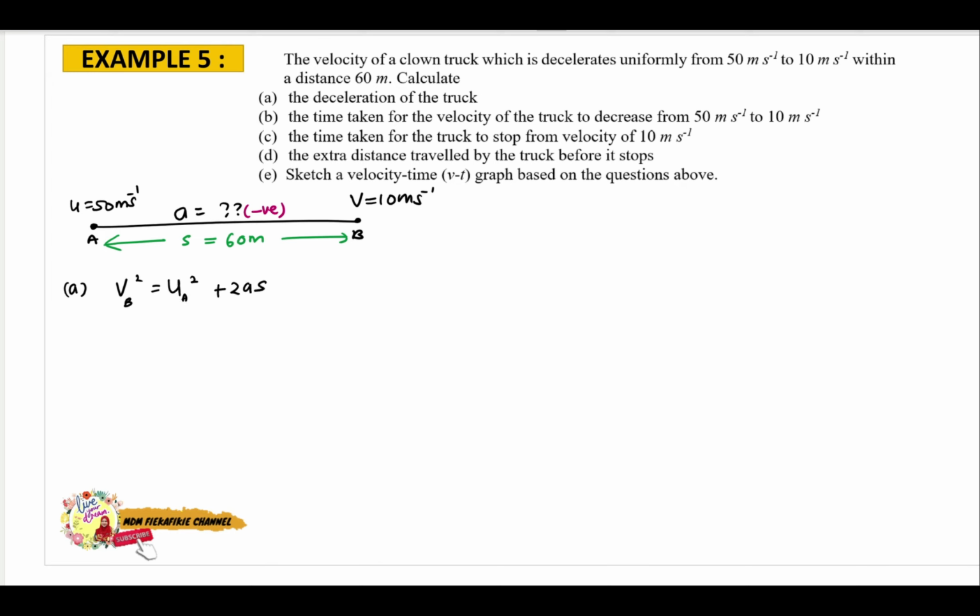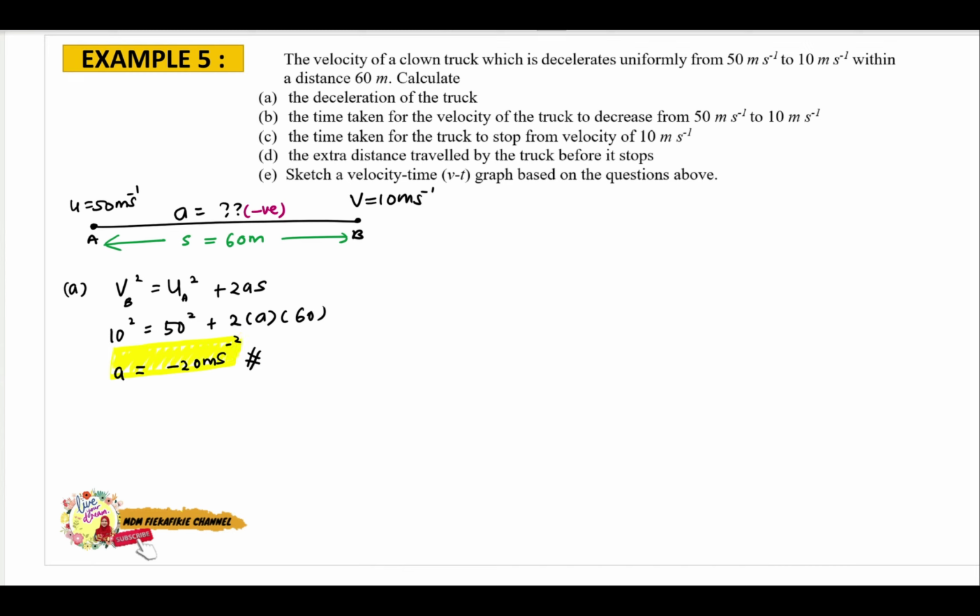Okay, so this one we can substitute all the values straightly here. So A kita nak cari, as we have 60 meter, therefore the acceleration is negative 20 meter per second squared. Unit jangan salah tulis. Okay, unit paling penting sekali, jangan salah tulis. Okay, so this is the answer.